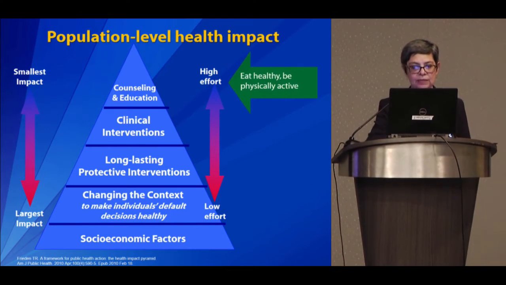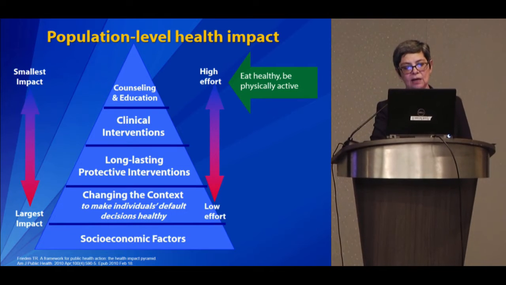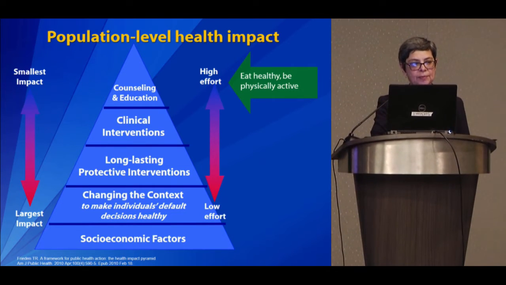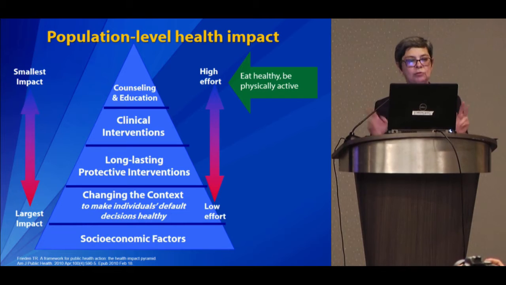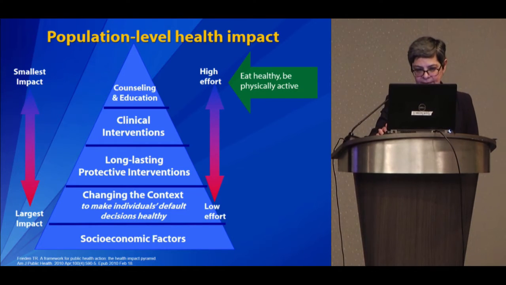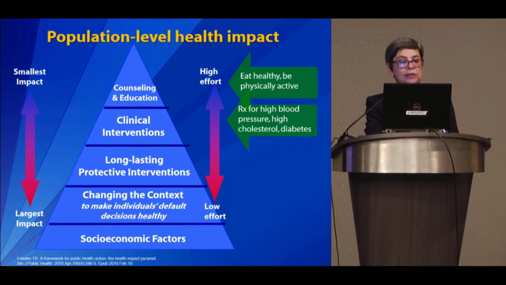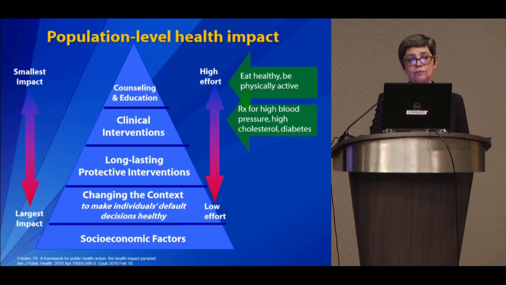So at the top, he put things like counseling and education, interventions where we tell people to eat healthy and be physically active. And from the field of violence prevention, I would put parent training programs here. So this is how you should parent correctly. Next, he put clinical interventions, so screening for high blood pressure or high cholesterol or diabetes. And in violence prevention, I would put things like screening parents of young children for partner violence, for substance abuse, for mental illness or financial stress.